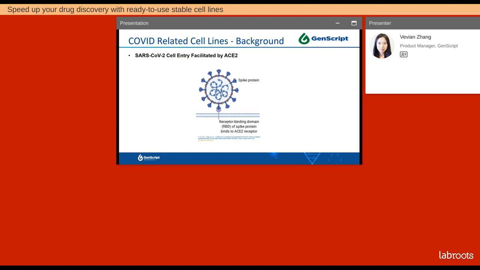Cell entry of the coronavirus depends on the spike protein binding to a cellular receptor and priming by a cellular protease. Recent studies demonstrate that the angiotensin converting enzyme 2, or ACE2, serves as a cell surface receptor to bind the S protein in SARS-CoV-2 and facilitate its entry into the cell. ACE2 has therefore been proposed as a potential therapeutic target for COVID-19.